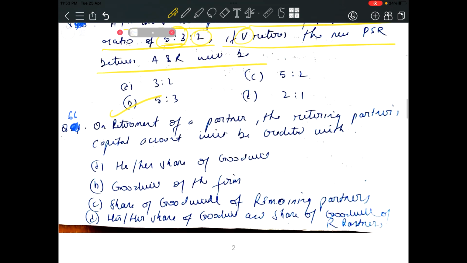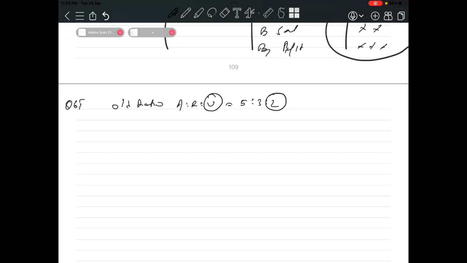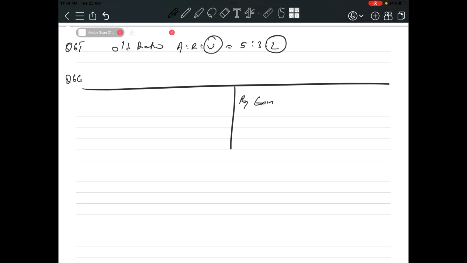Now let's come to question number 66. On retirement of a partner, the retiring partner's capital account will be credited with. First option is his or her share of goodwill. Yes, it can be right. Now when you prepare your partner's capital account, by gaining partners.